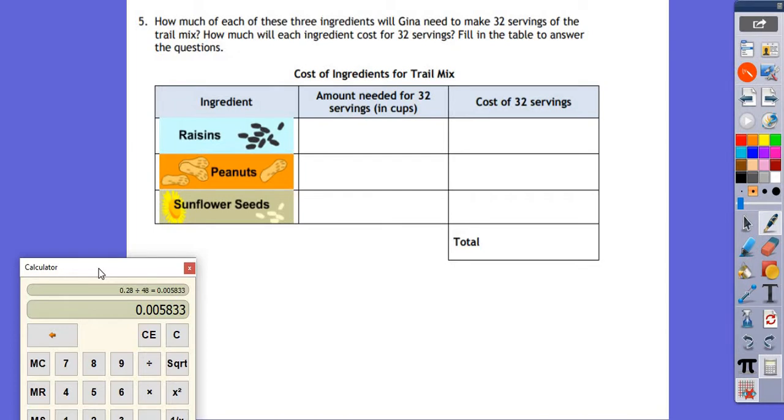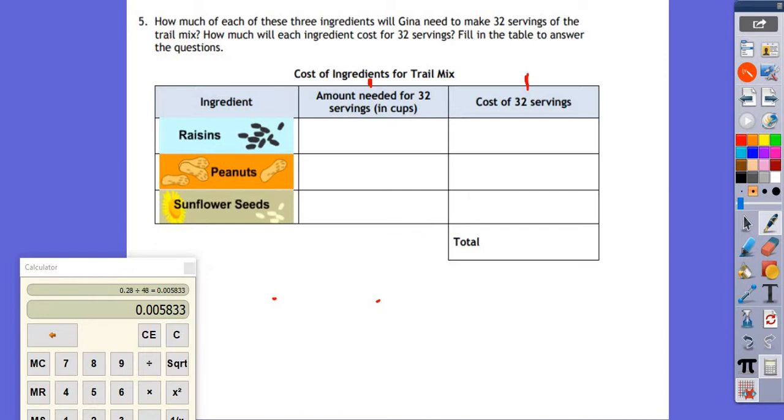32. So this first column wants me to find how much of each ingredient I need to buy. Oh, so I need to buy 32 cups of peanuts and 32 cups of this? No, 32 servings. Then this second column wants me to find the price of the ingredients in each bag, but times 32. So how much it's going to cost me.